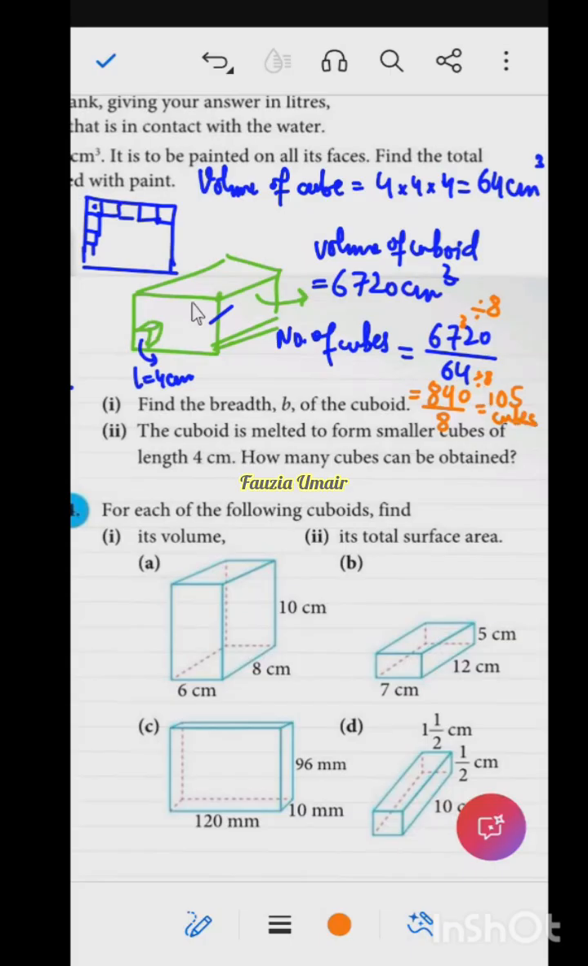इस बड़े से क्यूबॉइड के अंदर 4 सेंटीमीटर लेंथ के कितने क्यूब्स आएंगे? कितने क्यूब्स आएंगे? मैम, 105. जैसे अभी मैं आपको बता रही हूँ कि जैसे एक बड़े से बॉक्स में छोटे छोटे बॉक्सेस लगाते, तो इसके अंदर 105 क्यूब्स रखे जा सकते हैं. ठीक है बेटे? All cubes. राइट.